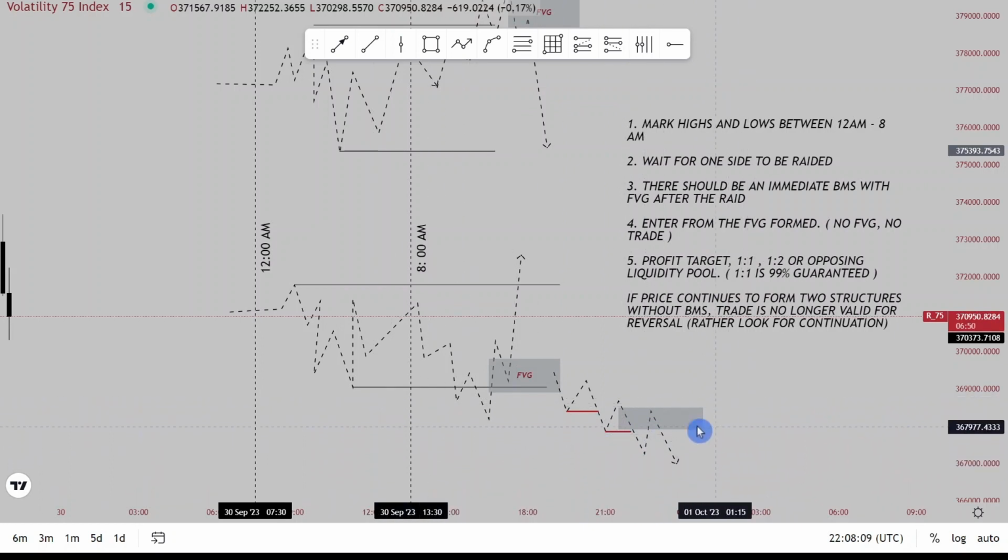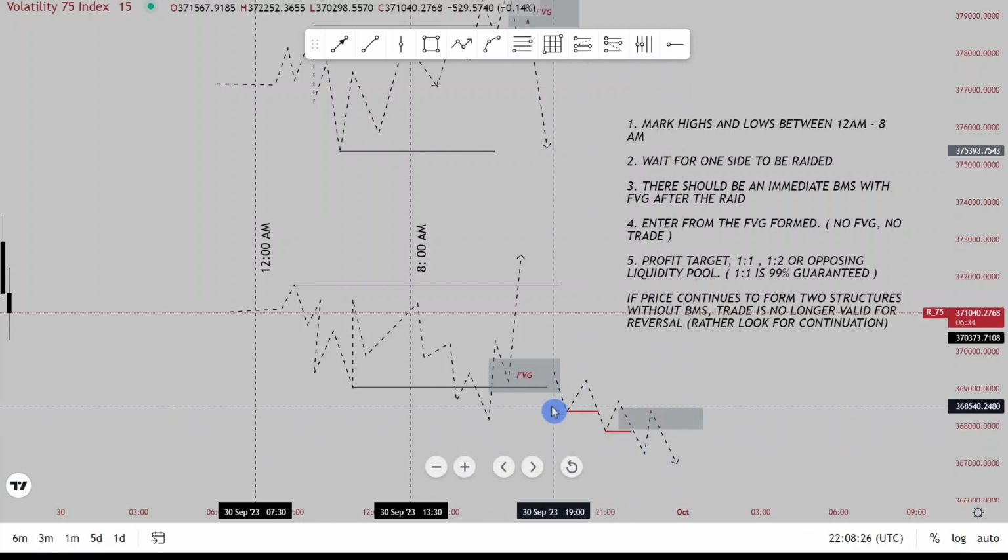Okay, and this is what invalidates our reversal pattern. We only look for reversal if the liquidity has been taken and with immediate reaction and break of structure. But if price continues to move in that direction and continues to break structure twice in that direction, don't look for reversal, look for continuation from the fair value gap that is formed after the second break, after the liquidity grab. Okay, look for continuation.